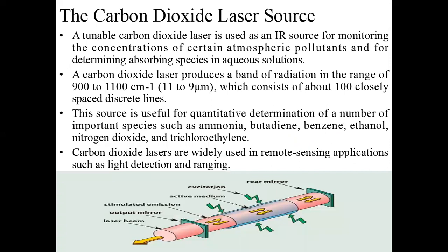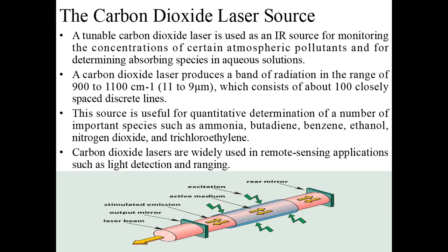The carbon dioxide laser source. A tunable carbon dioxide laser is used as an IR source for monitoring the concentrations of certain atmospheric pollutants and for determining absorbing species in aqueous solutions. A carbon dioxide laser produces a band of radiation in the range of 900 to 1100 per centimeter, or 11 to 9 micrometer, which consists of about 100 closely spaced discrete lines.